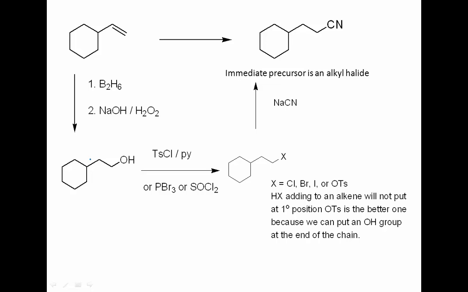Again, I tried to emphasize this in the previous chapter, but the best way to do these multi-step synthesis problems is to think backwards. Look at the starting material, look at the final product and say, what could I make this from? And then all along be thinking about how any of those intermediate compounds could be made from the starting material.